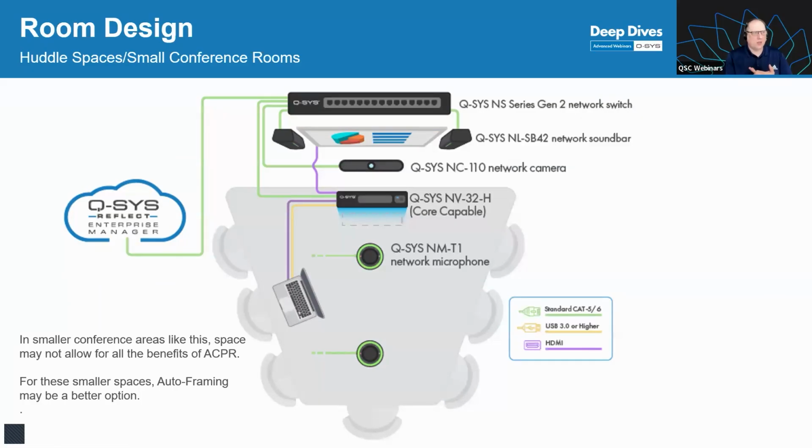Do I have a core? Yes, I do. I've got my NV32 in core mode. Do I have microphones? Yes, I do. I've got two of them now. I've got two NMT1s, and maybe we've turned off the zones for the NMT1s that are facing the displays or facing the center of the table. We don't necessarily need that audio, so we're just keeping the lobes of the NMT1 active that are facing the seated participants. The NC110 camera still works like a champ in this room. We don't need camera preset recall because it's still a smaller room.